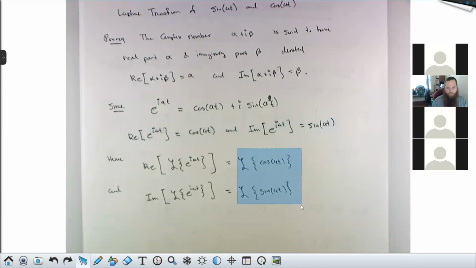Right, so if I want this and this, I calculate this and then just take the real part and imaginary part. Here we go.